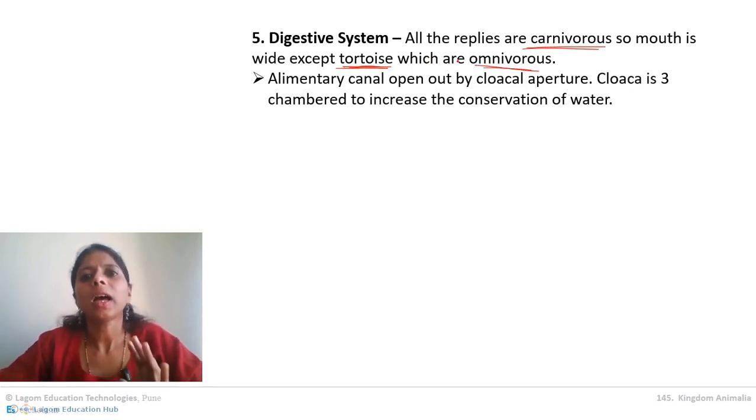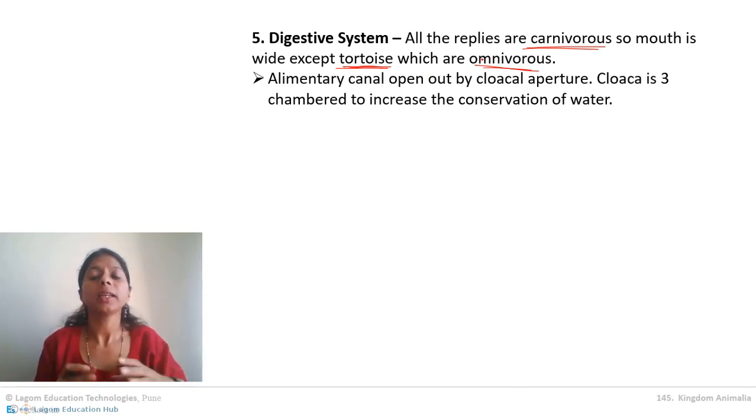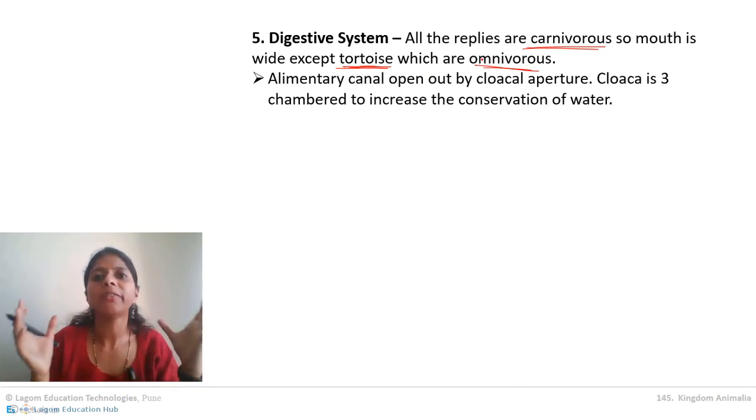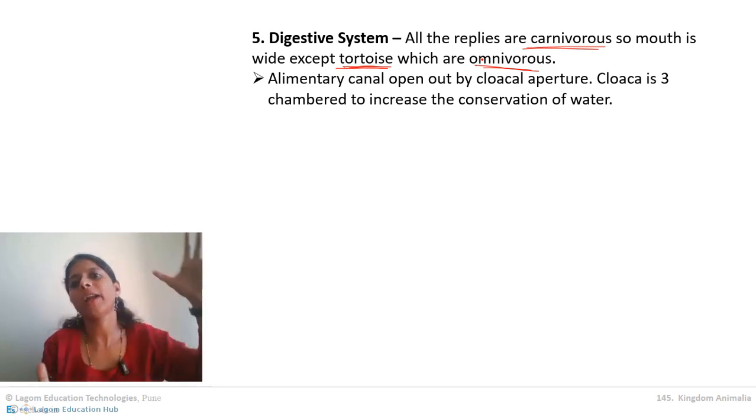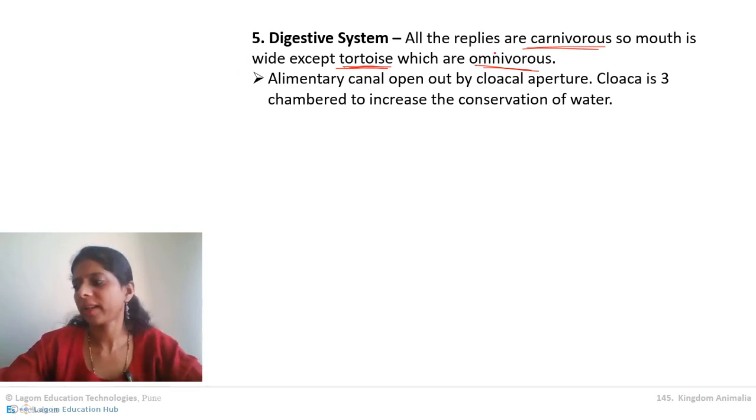Now in all carnivorous reptiles, the mouth is wide, okay. In snake, the mouth can open widely. Crocodiles can open a wide mouth, but a tortoise cannot do this. It is omnivorous, it need not open its mouth wide, okay. Then the digestive system starts at the mouth and ends at the cloacal aperture.